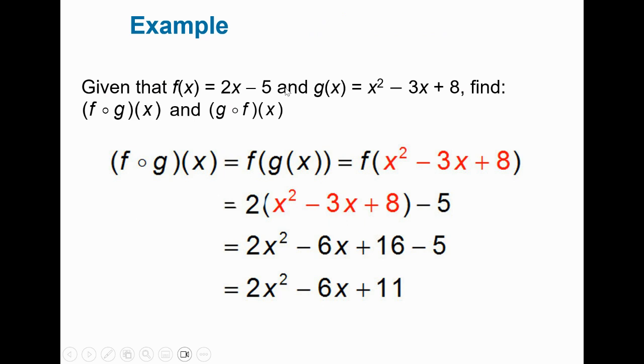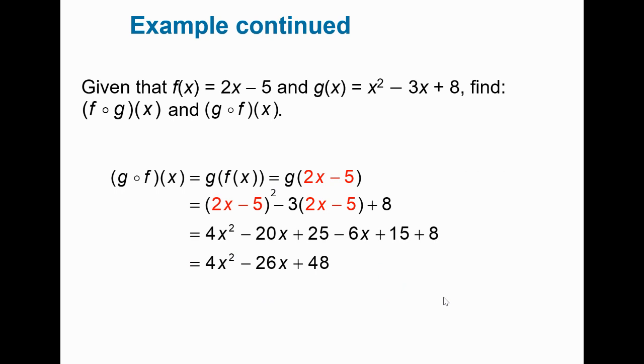Here we're given f of x is 2x minus 5, g of x is x squared minus 3x plus 8. Find f composite g and g composite f. f composite g is f of g of x. g of x is my input into my f function. In my f function, where I see x, I'm going to substitute in the g of x function, this guy right here. So it's going to be 2 times x, x now is this g function, subtract 5. Distributing and combining the 16 with a minus 5 simplifies to 2x squared minus 6x plus 11.